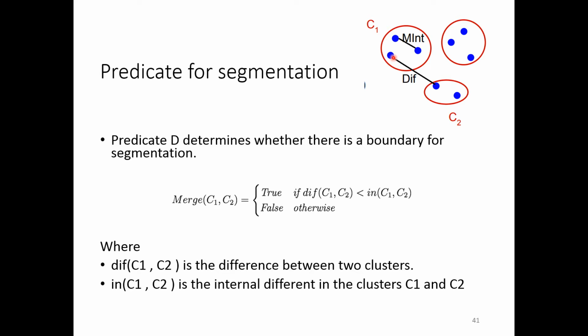So the authors propose a very simple predicate, or criteria, to determine that. Basically, it checks whether the internal difference of the cluster is bigger than the external difference, the difference between the two clusters. If so, then we just merge them. We defer this question for a moment: we need to determine what we mean by the internal difference and the external difference between the clusters.